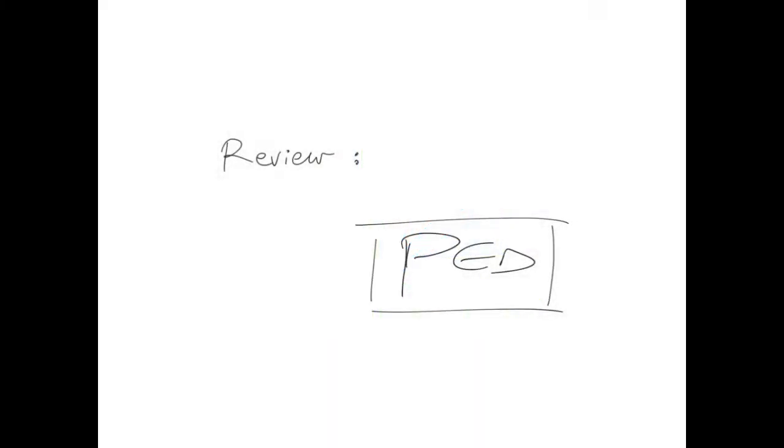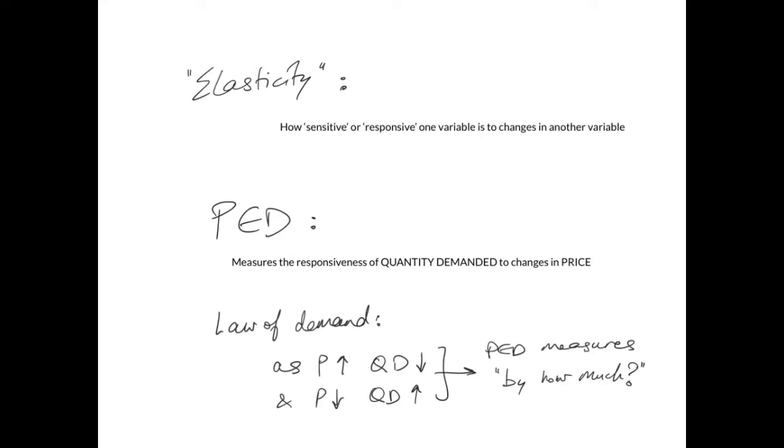Hey everyone, so I'll use this video as an opportunity to review price elasticity of demand, which we know as PED. So the concept of elasticity in general measures how sensitive or responsive one variable is to changes in another variable. So when we say price elasticity of demand, this is a measure of the responsiveness of quantity demanded to changes in price. We look at how quantity demanded changes whenever there's a change in price.